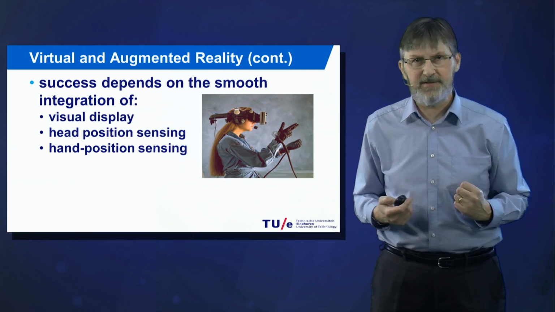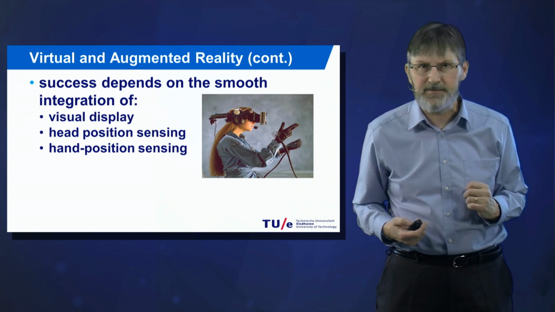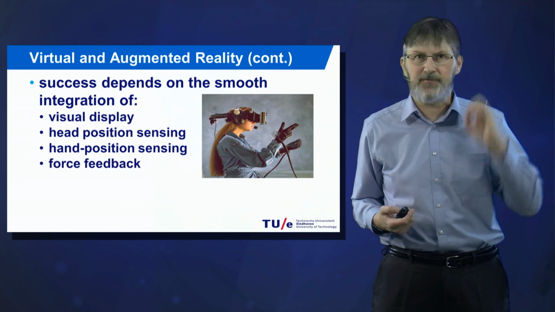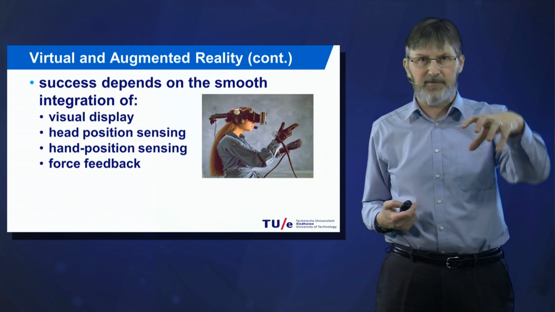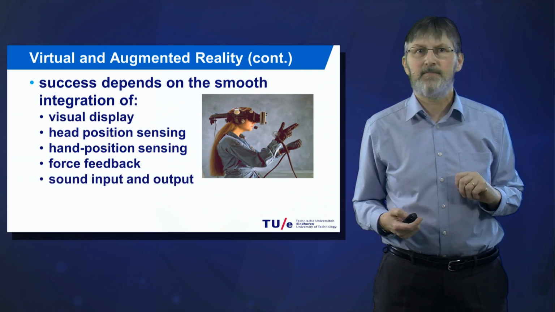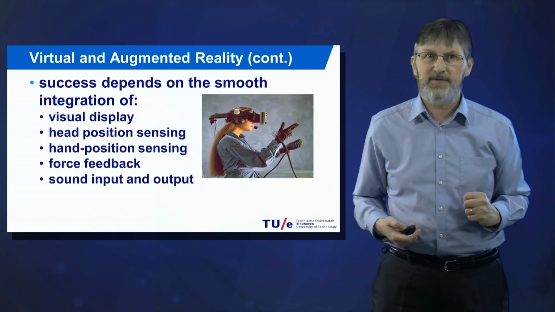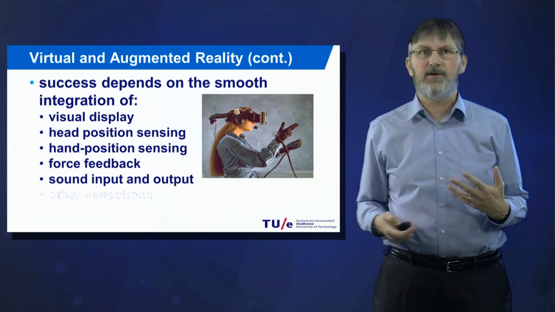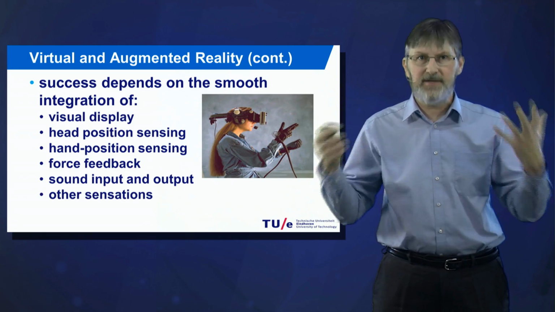You have hand position sensing using data gloves, and to have a feeling of reality, it needs to give force feedback. When we're trying to pick up a virtual object, we should feel that we're touching the object. There needs to be sound input and output, because we use all our senses, and the other sensations should all be there.